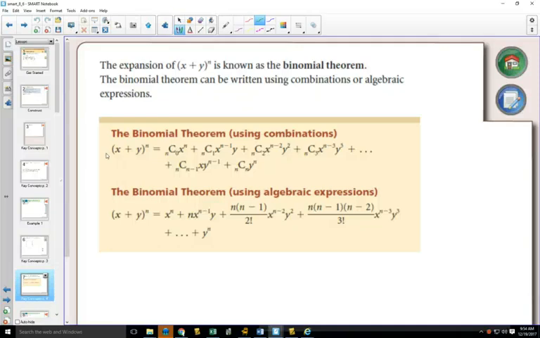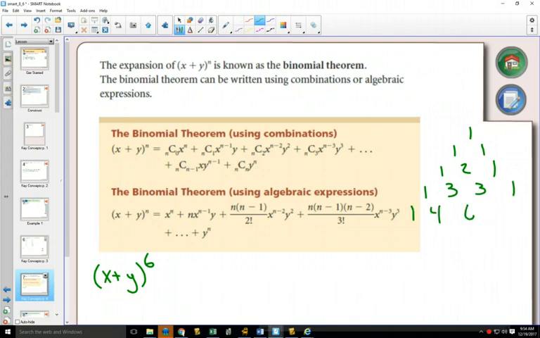The pattern you may have noticed, so if we have x plus y to the 6, we would have to go to Pascal's triangle to row 7. I shouldn't have picked such a big number. I'll change it back to 5, because I've got that already. There we go, not such a big number.